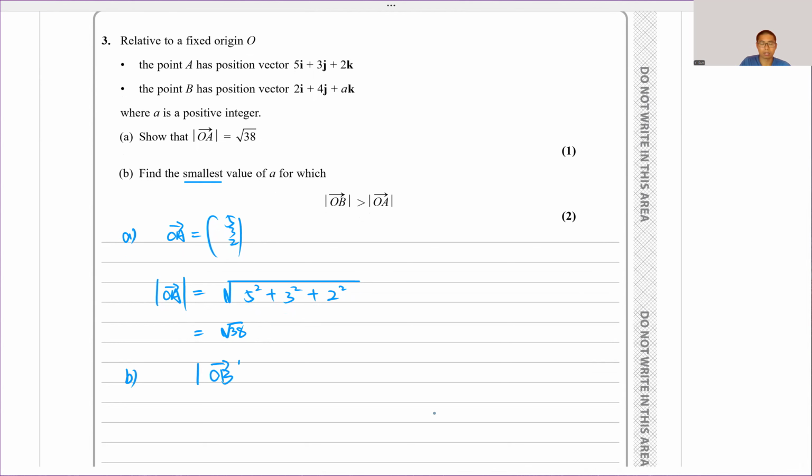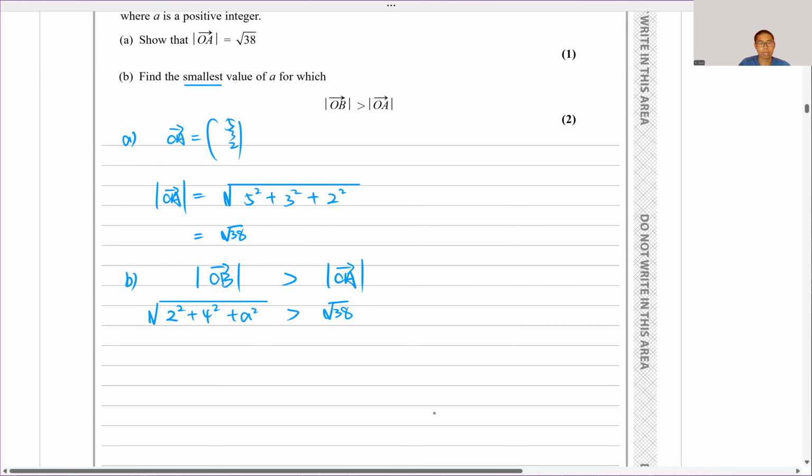So we want magnitude of OB greater than magnitude of OA. So for vector B, we have 2, 4, and A. So that means the magnitude should be square root of 2 squared plus 4 squared plus A squared. And then that's more than magnitude of OA, which is already known, square root of 38. And then 2 squared is 4, and then 4 squared is 16.